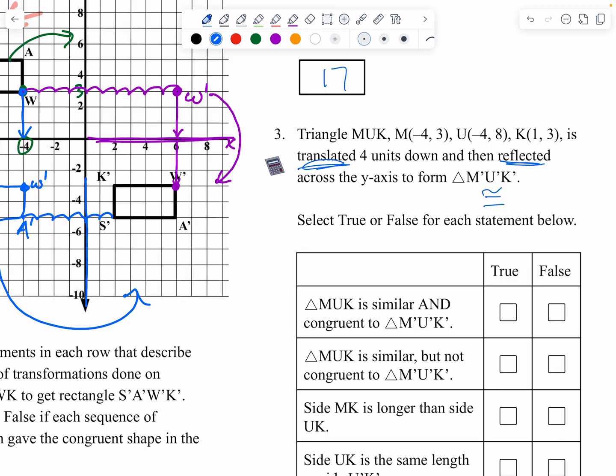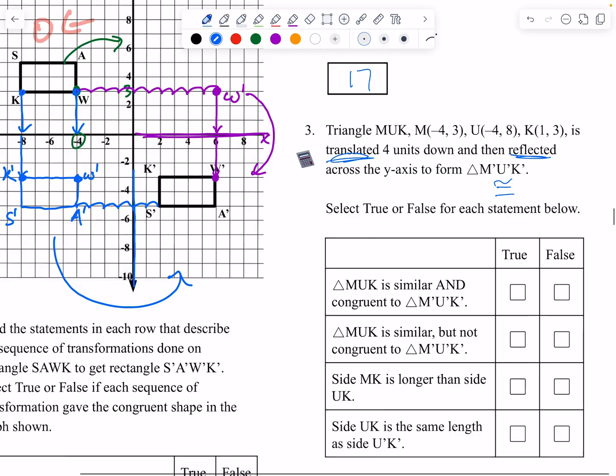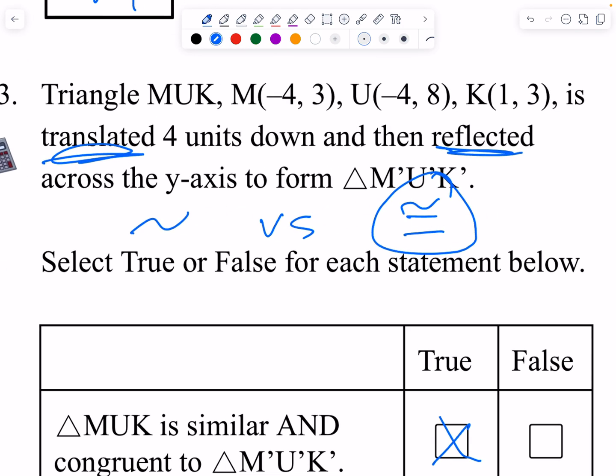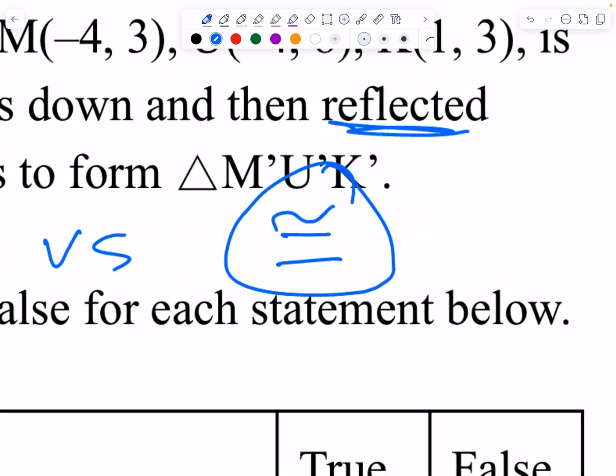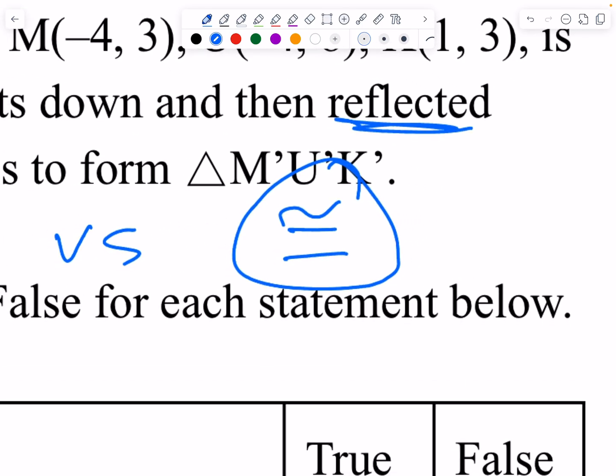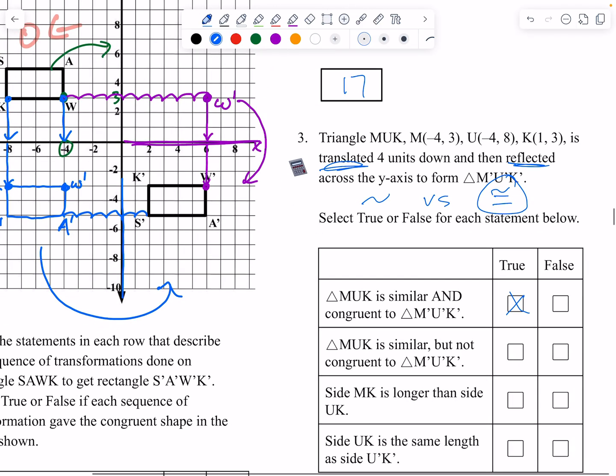That means it's exactly the same triangle. So let's see if that helps. MUK is similar and congruent to M'U'K'. That is true. Okay, right here, this means similar. The other one means congruent. But if you notice, the congruent sign also has a similar sign in it. Does that help you kind of remember? It can be both.